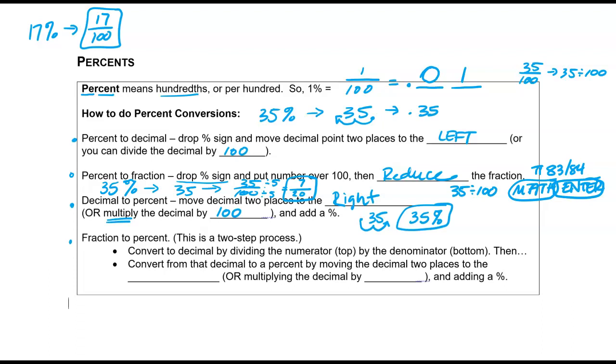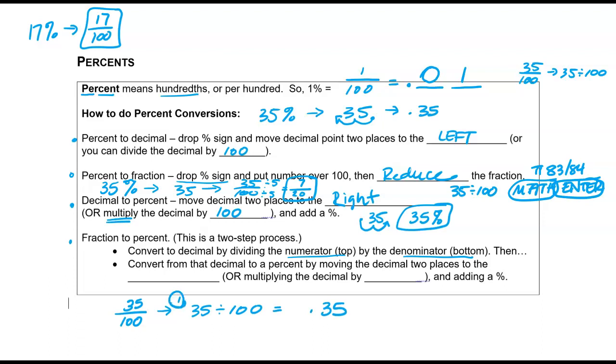And so lastly, let's do fraction to a percent. And so I'm going to take my fraction 35 over 100, and there's two steps here. The first step is divide the numerator by the denominator. So I'm going to take 35 and I'm going to divide it by 100. And then I'm going to get 0.35. Okay, so that was step one.